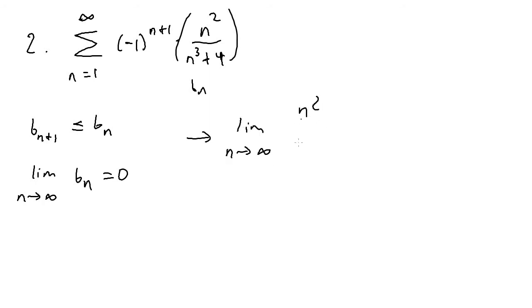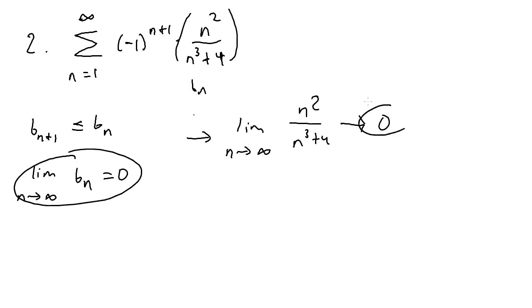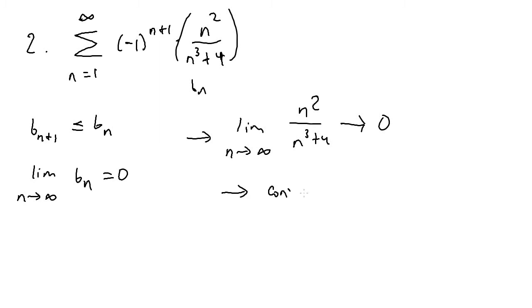which is n squared over n cubed plus 4. So obviously the highest degree of the numerator is 2, and the highest degree of the denominator is n cubed. So whenever we have a bottom heavy fraction, the limit to infinity is going to be 0. So the limit does equal 0, which means the series will converge by the AST, or the alternating series test.